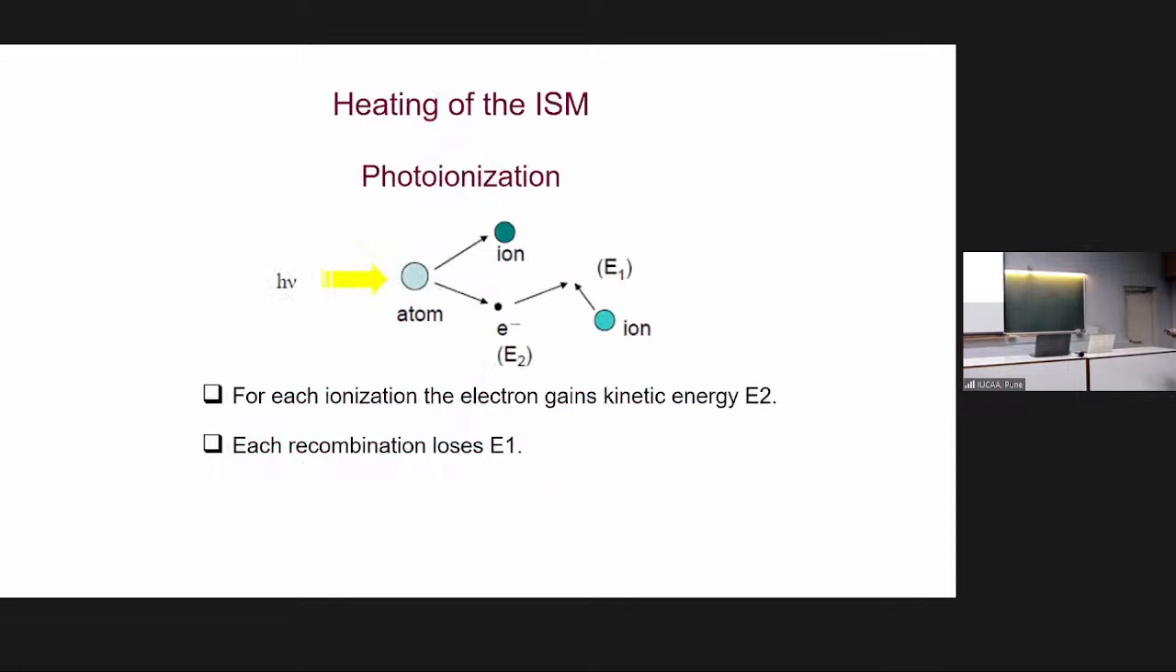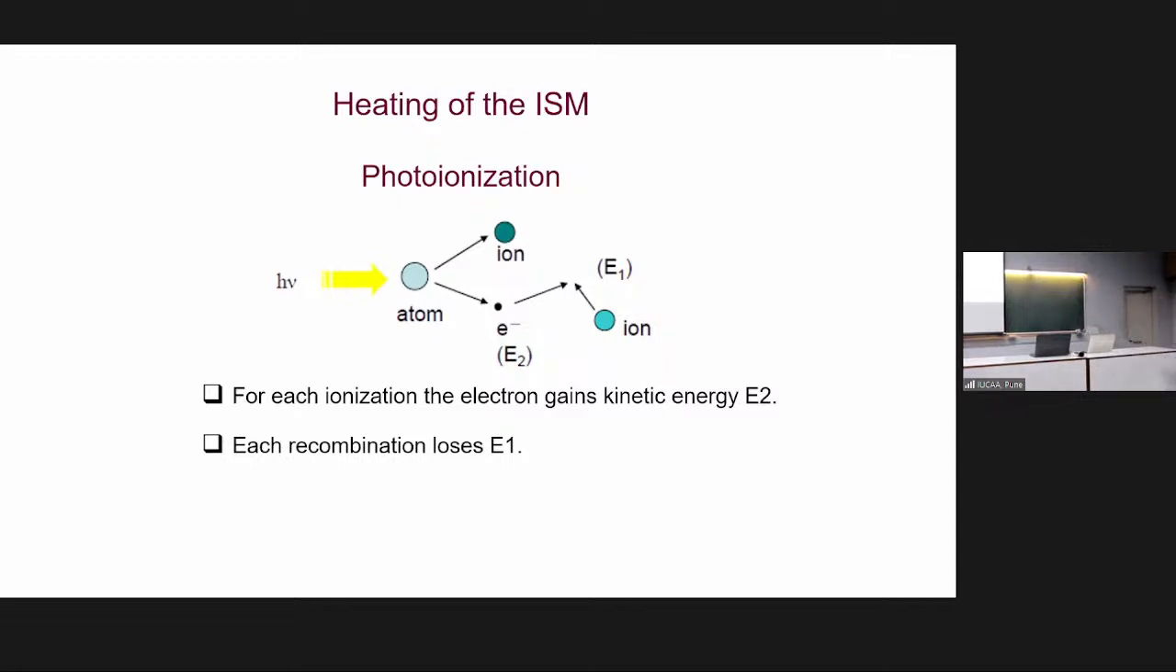So photoionization means what? Photoionization means a photon comes, hits an atom, the atom is converted to an ion, and the electron is released with some energy. This electron is moving with some speed. So the medium becomes hot. So this is one process of heating.